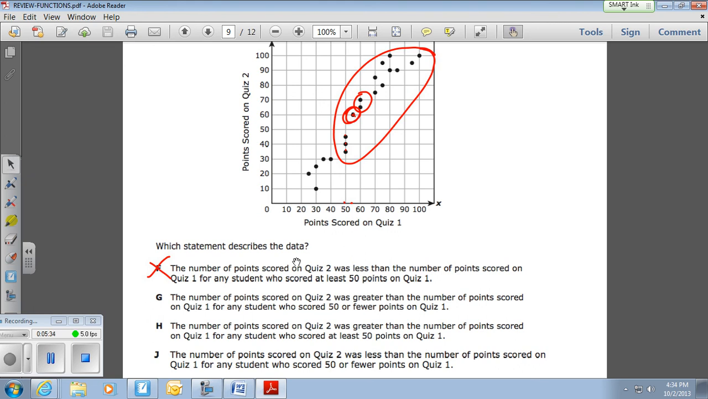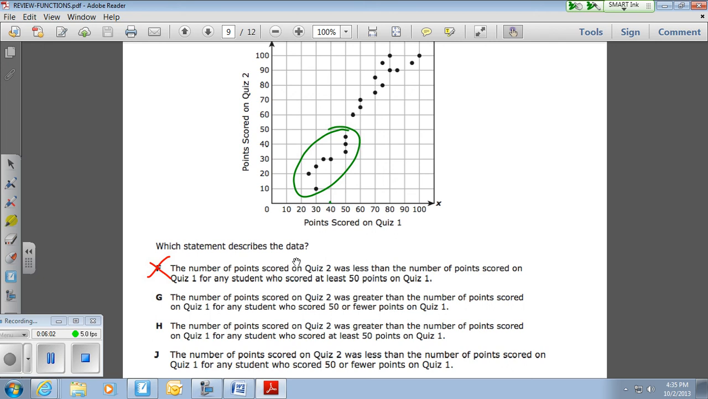All right, let's look at the next answer choice. The number of points scored on quiz 2 was greater than the number of points scored on quiz 1 for any student who scored 50 or fewer. So I'm looking at the 50 or fewer on quiz 1, which is that. So let's see. The number of points scored on quiz 2 was greater than the number of points scored on quiz 1 for all these kids.